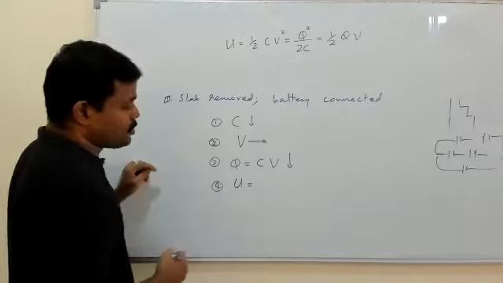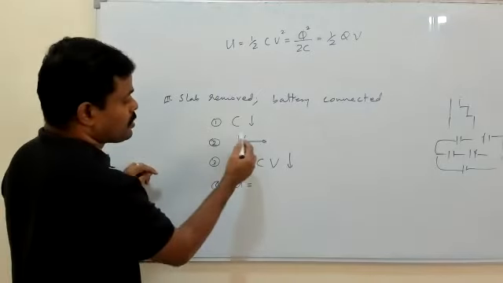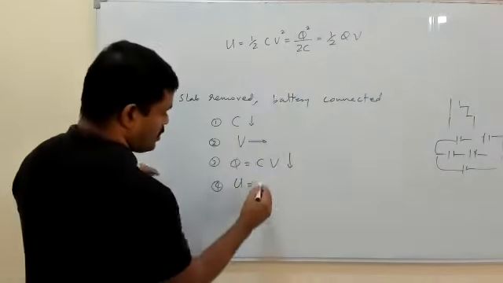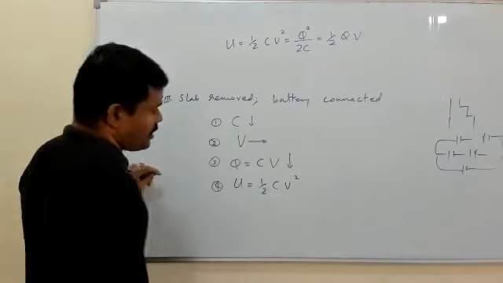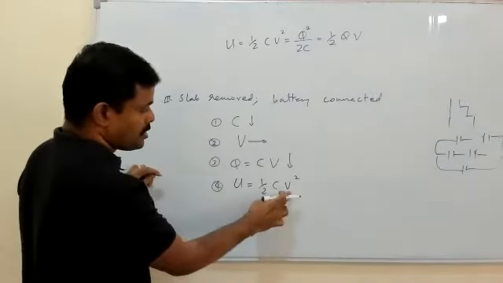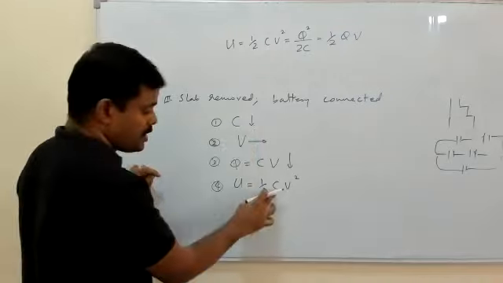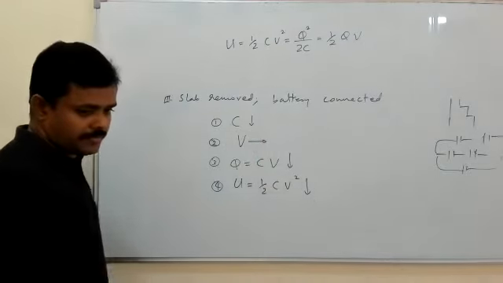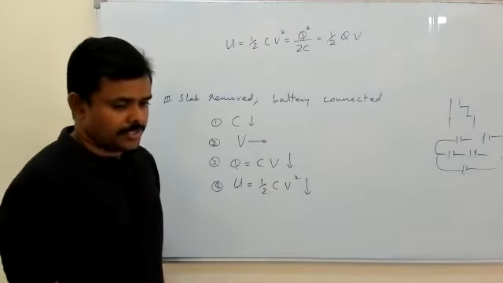Energy. Which equation should I choose? I should choose an equation with constant quantity. So I can go with this one. Half CV square. Tell me what now? V is a constant, but C is decreasing. C is decreasing means energy is decreasing. Understood?